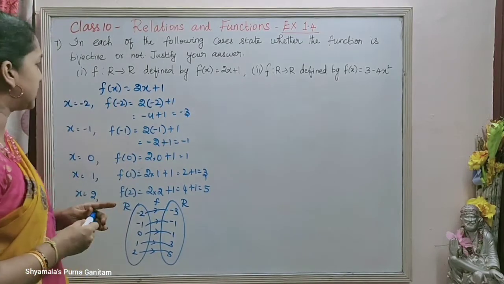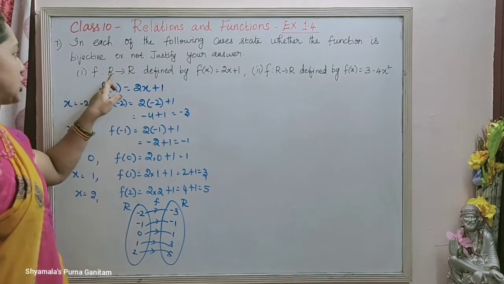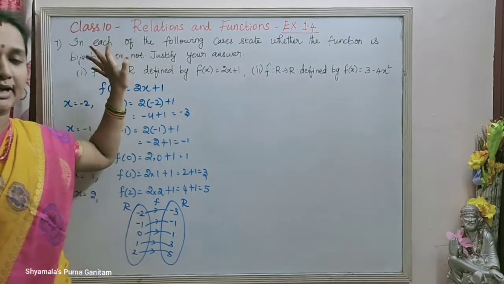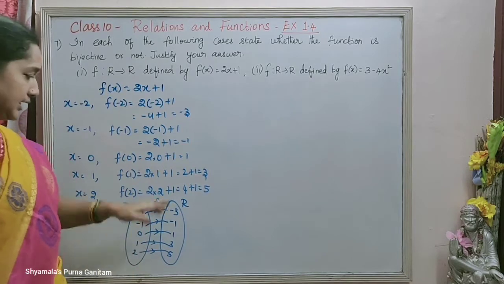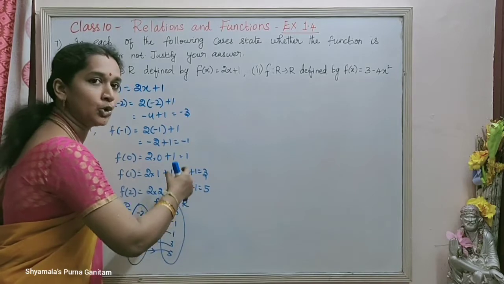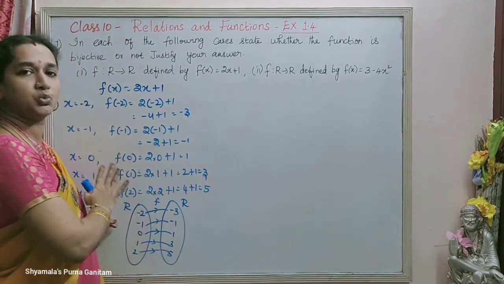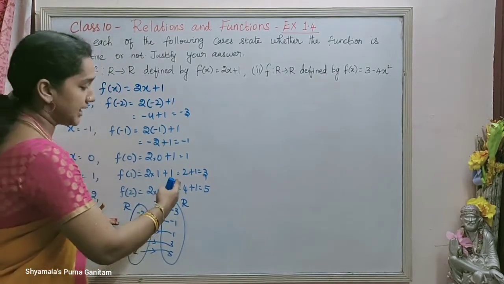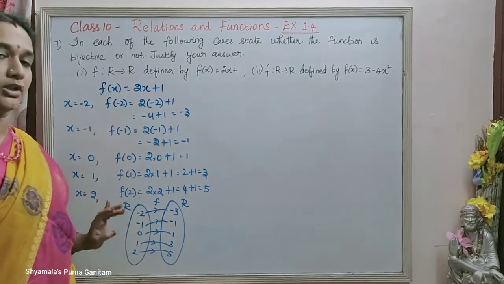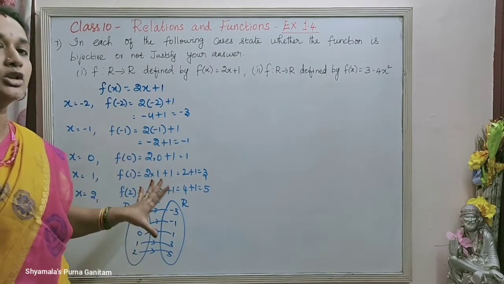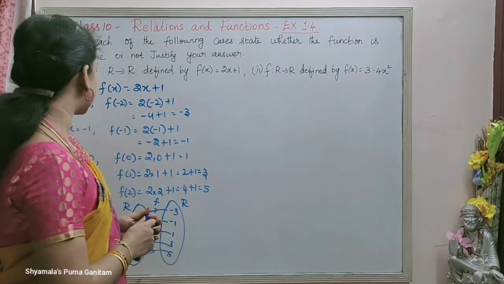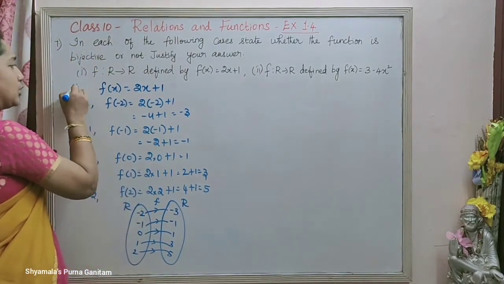So this function from R to R defined by f of x is equal to 2x plus 1 is bijective. How is it bijective? It is one-to-one, so distinct elements in the first set are mapped to distinct elements in the second set. So it is a one-to-one function. Onto means the range and the codomain are equal, so it is an onto function. So the given function is both one-to-one and onto, so it is bijective. Okay, the same way we will check the second sum also.